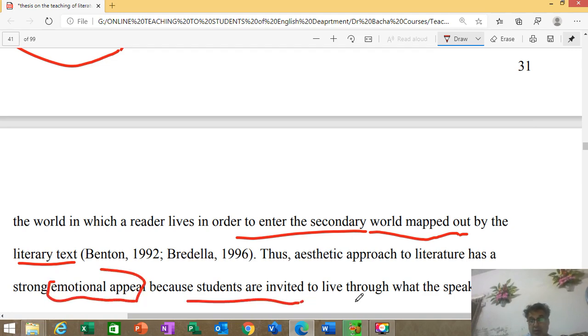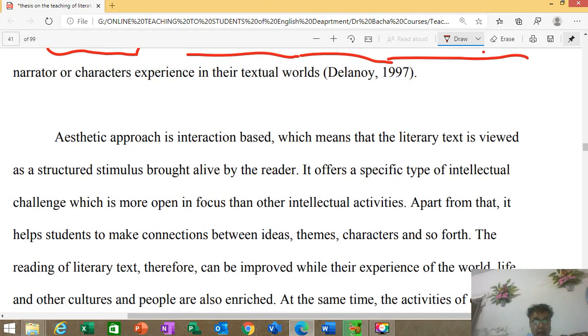because students are invited to live through what the speaker, narrator, or a character experiences in their textual world. All right, so you feel their kind of emotions, okay? We can say that the aesthetic approach is interaction based.